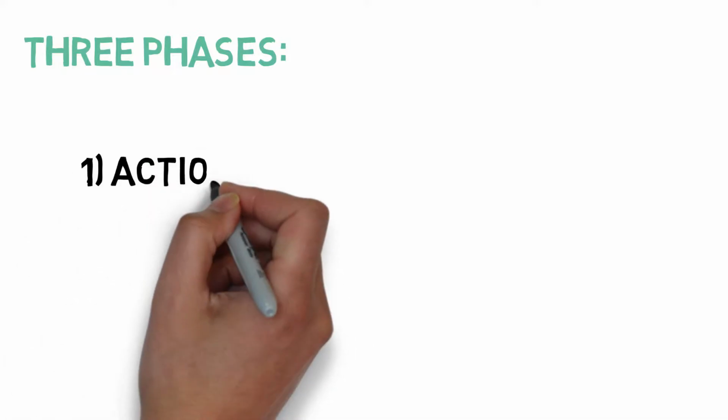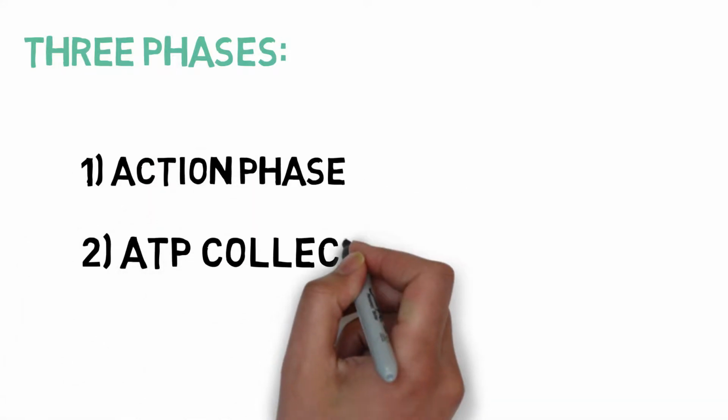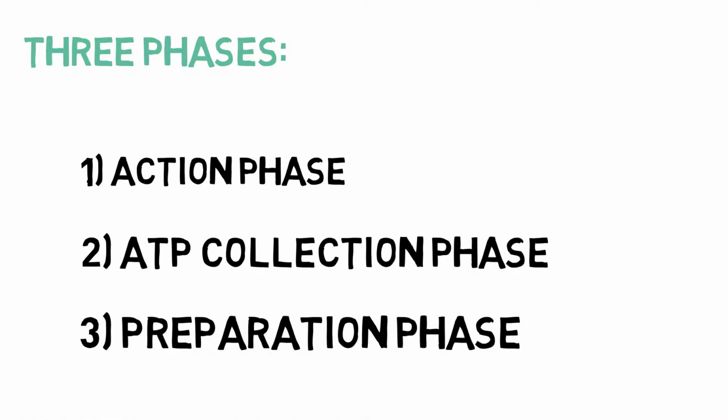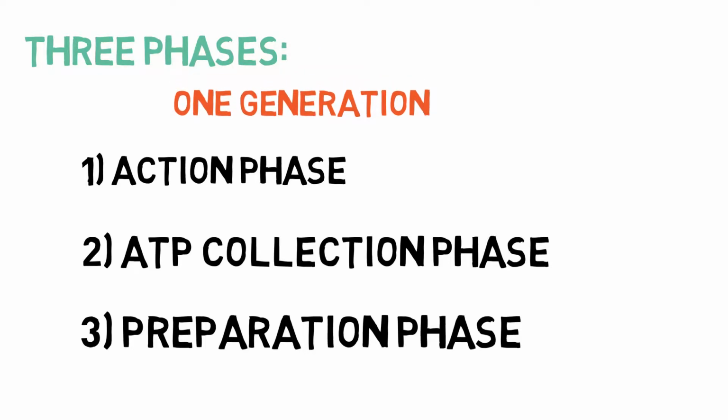The game is broken down into 3 separate phases: the action phase, the ATP collection phase, and the preparation phase. These phases make up one generation. The designated first player in the generation gets the first turn in each phase.